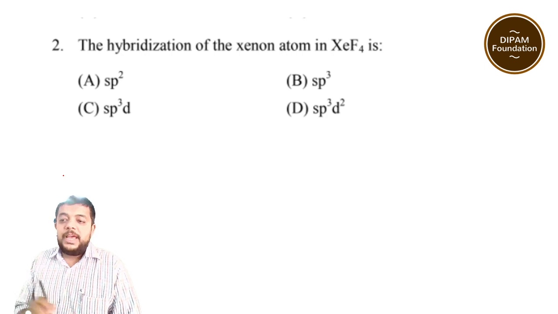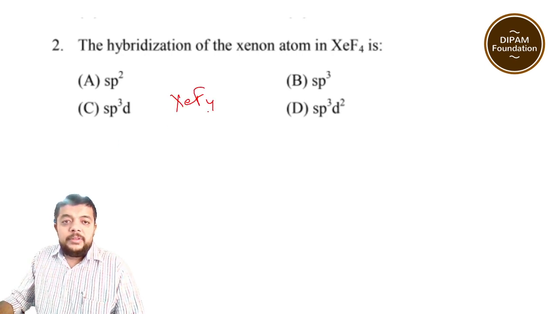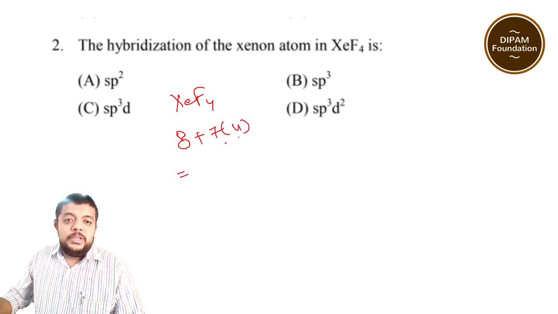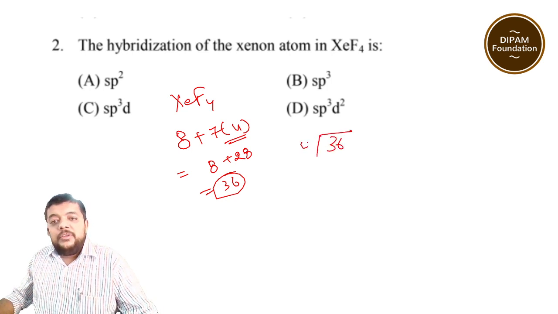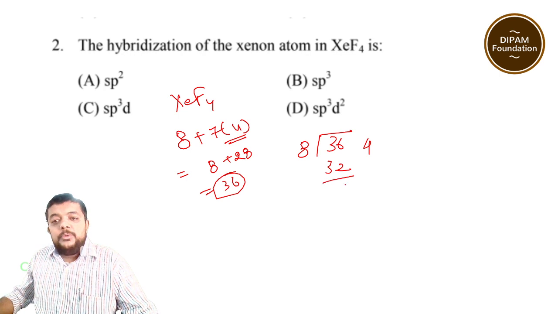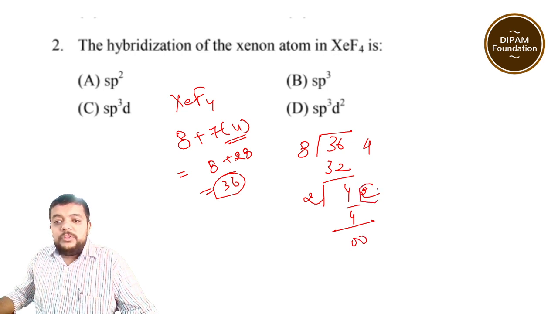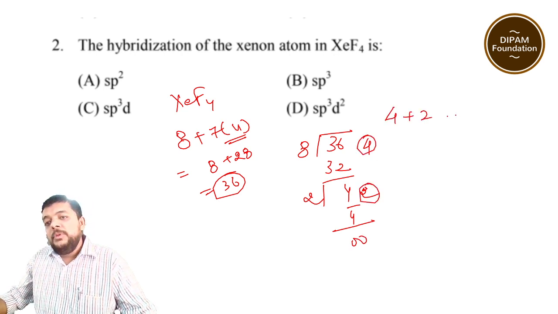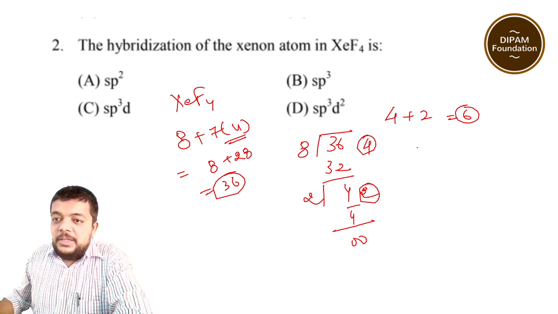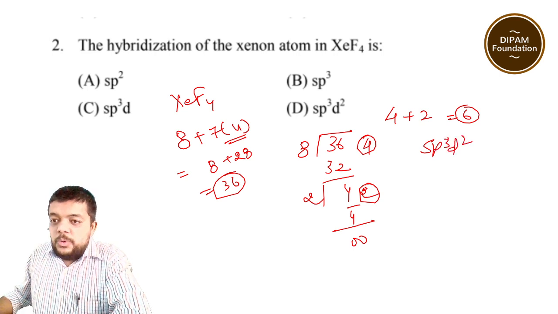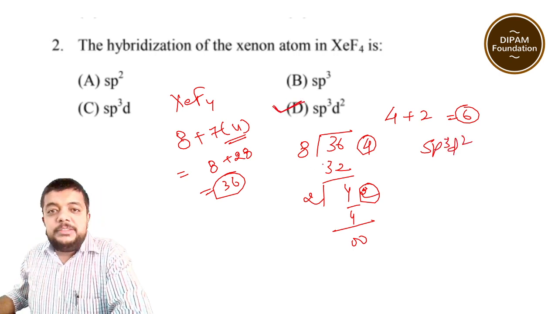Hybridization of the xenon atom in XeF4. Again, it is XeF4, so xenon is 8, and 7 for each fluorine, so it is 28. So it is 8 plus 28, we end up with 36. Whenever we end up with 36, we always divide it by 8. So 8, 4 times 32, 4, 2, 2 times 4. So it's 4 and 2. So 4 plus 2, the total is 6. When the total is 6, as we did just now, it is sp3d2 hybridization. So this is our correct answer.